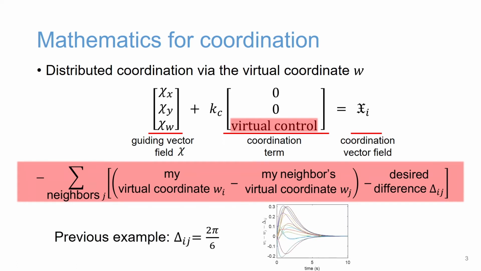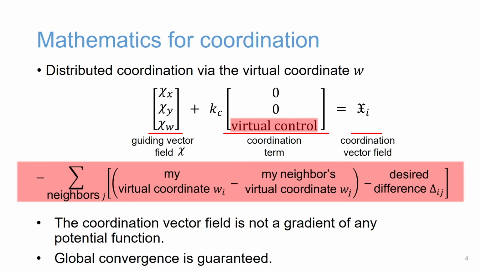In the previous example with 6 robots, the actual difference in the virtual coordinates Wi minus Wj and the desired difference delta ij converges to 0 as shown in this picture. So the coordination is successful. Note that the coordination vector field is not a gradient of any potential function, but we can still guarantee the convergence to the desired path and the motion coordination from all initial positions.